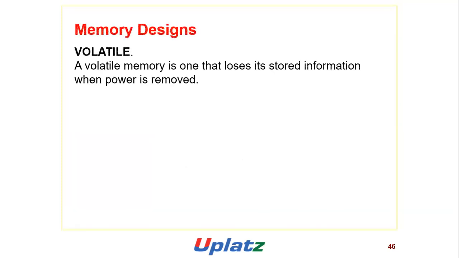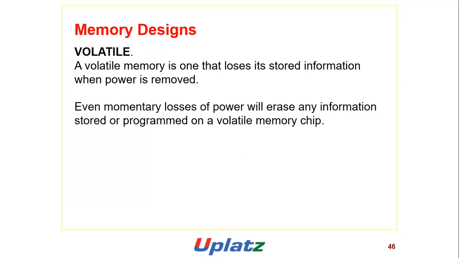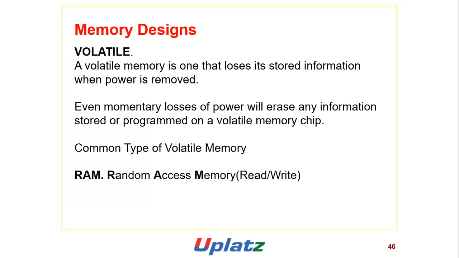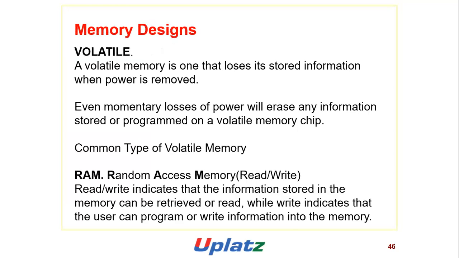Memory design, volatile. A volatile memory is one that loses its stored information when the power is removed. Even momentary losses of power will erase any information stored or programmed on the volatile memory chip. Common types of volatile memory: random access memory, read-write. Read indicates that information stored in the memory can be retrieved, and write indicates that the user can program or write information into the memory.